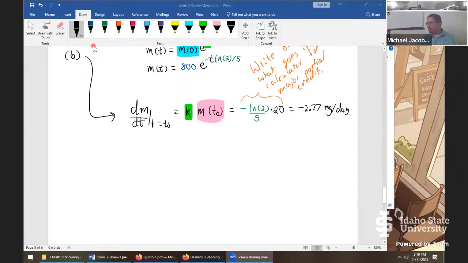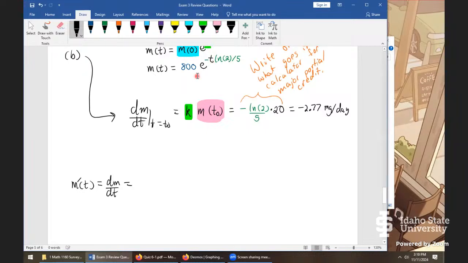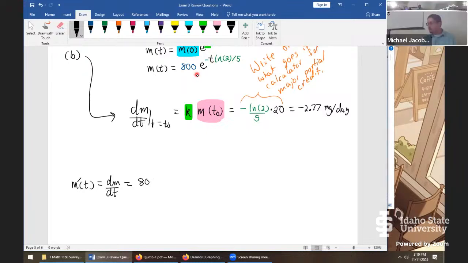So just to visualize it down below here, we go M of T prime, or dm dt if you prefer, either way you'd like to say it. The derivative would be 800 copied in. We multiply by the derivative of that exponential. So it's going to be e to a power, multiplied by the derivative of that power. So this is a chain rule setup. The power going up in here is negative t, natural log 2 fifths.